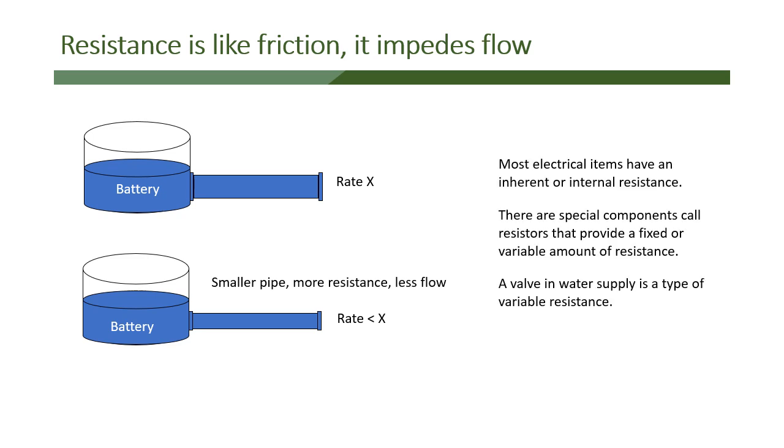So as I said, most electrical items have an inherent or internal resistance, except for superconductors. There are special components called resistors that provide a fixed or variable amount of resistance. And a variable resistance is like having a valve in this water line that we can go from fully open to fully closed, so we can have any value in between. And as we change the size or the opening of the valve, we're essentially changing how big the pipe is, and so we can vary that, and that variation gives us a varying resistance. So a valve in a water pipe acts just like a variable resistor.